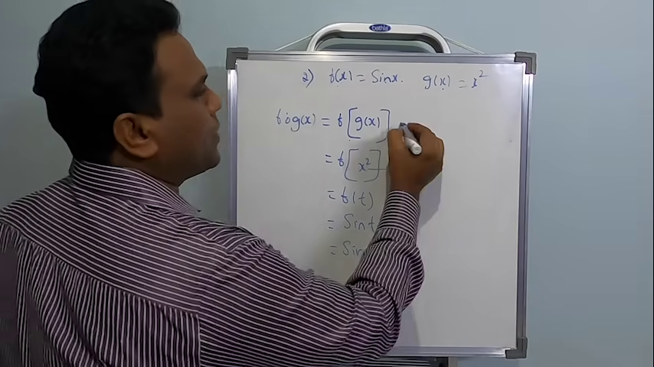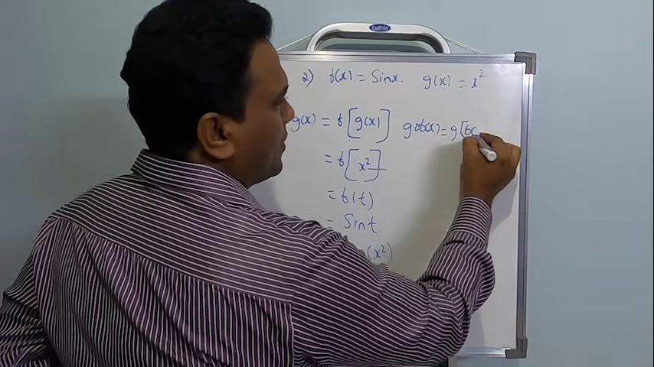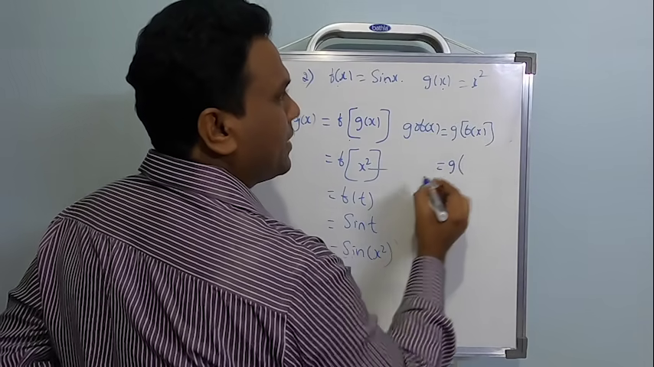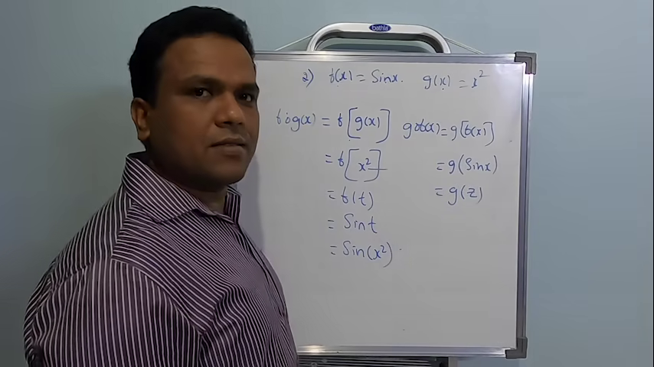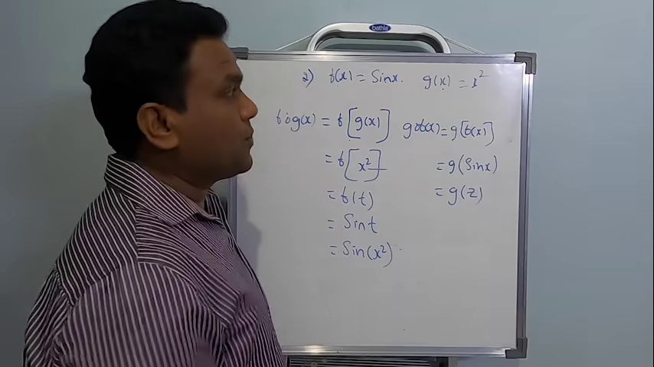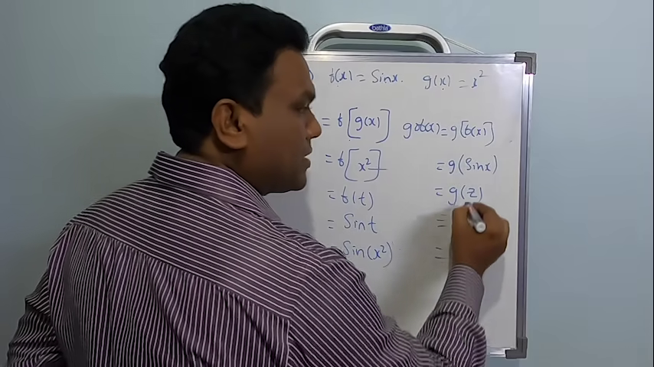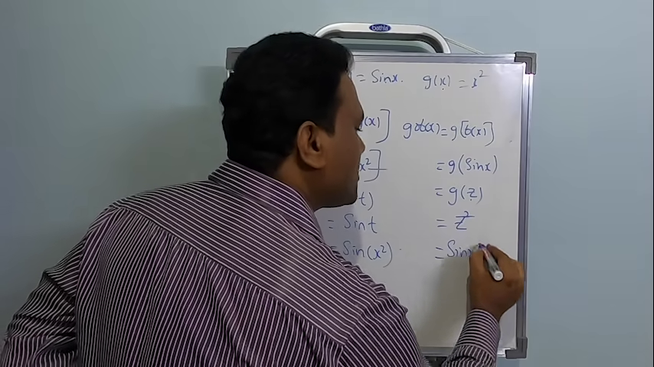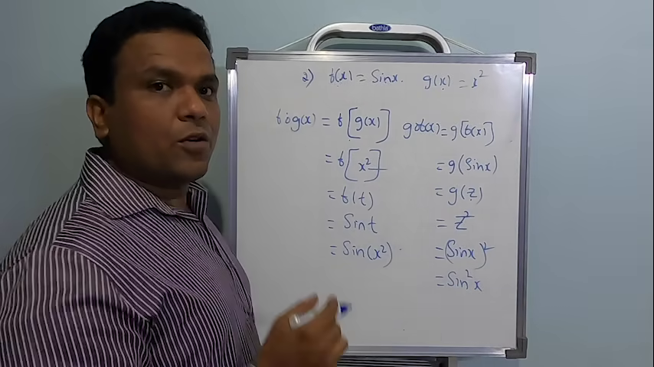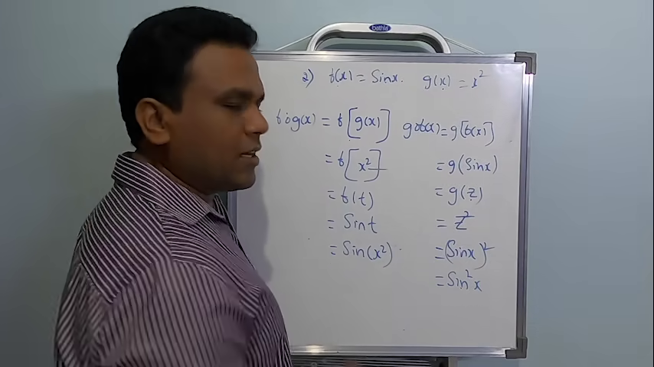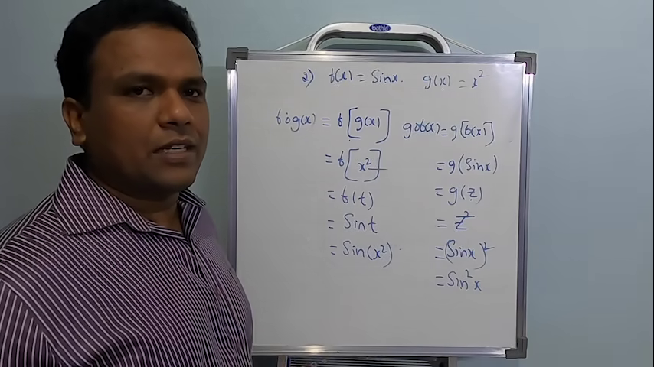Now to find the next one, g of f of x. Let's write it. g of f of x equal to g of f of x, and f of x is sin x. Better to give some names, so let me call it z. So z value will be equal to sin x. g of x is x square. g of z will be z square. What is the value of z? sin x. So this becomes sin square x. Now here also observe, f of g is not equal to g of f. That's how the composition of two functions is done to get one single function.